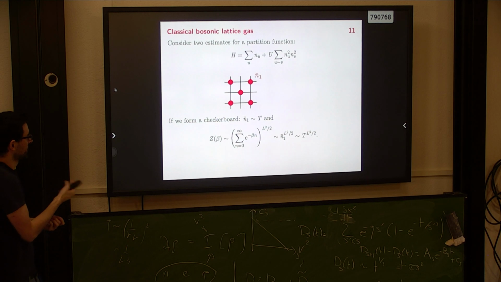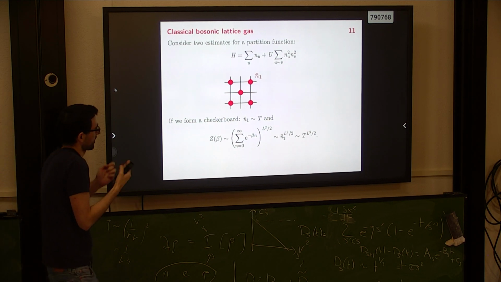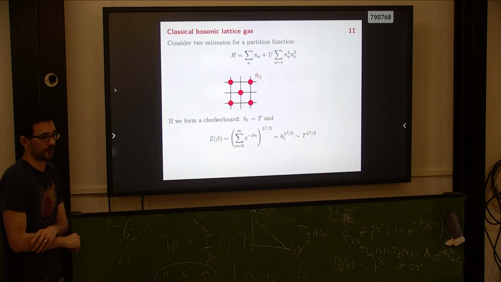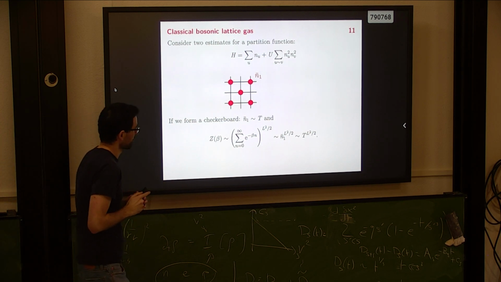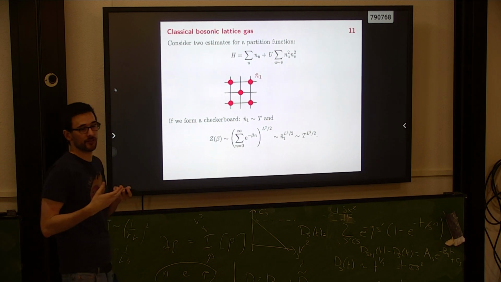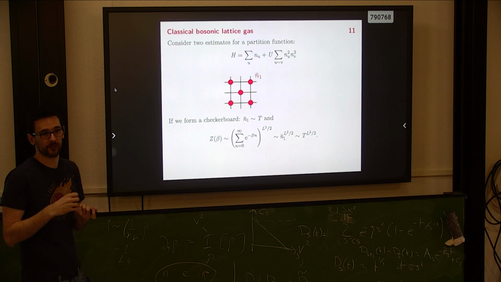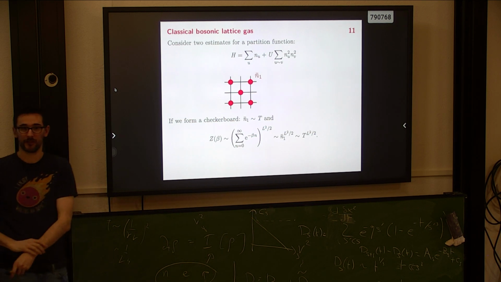And then we can just exactly evaluate the partition function. It's a bunch of decoupled harmonic oscillators, if you will. And the partition function scales roughly as temperature to the power L squared over 2, where L squared is, of course, the number of sites on the lattice.